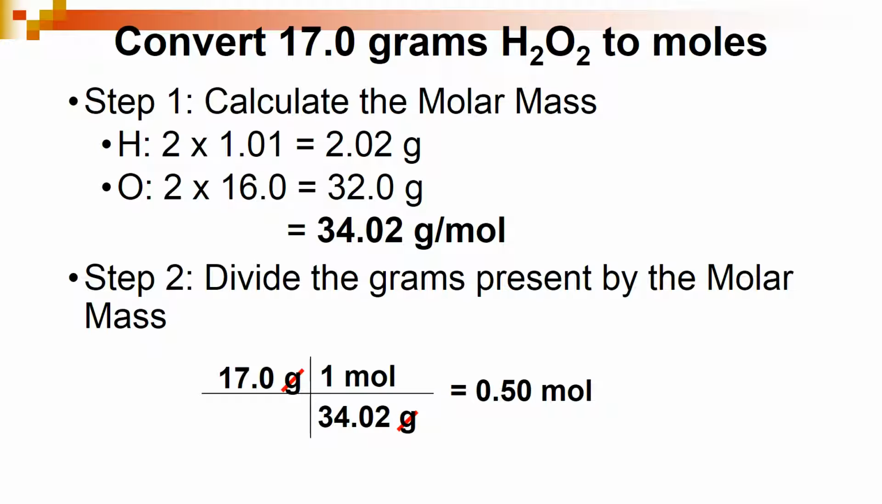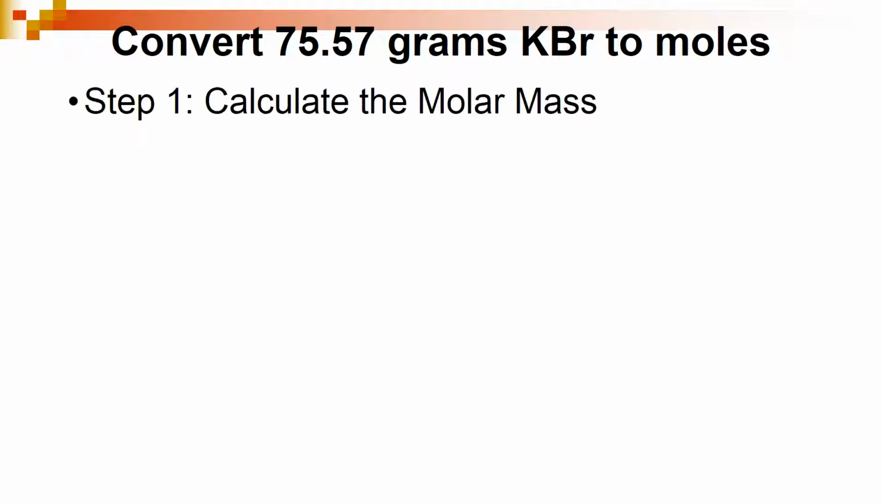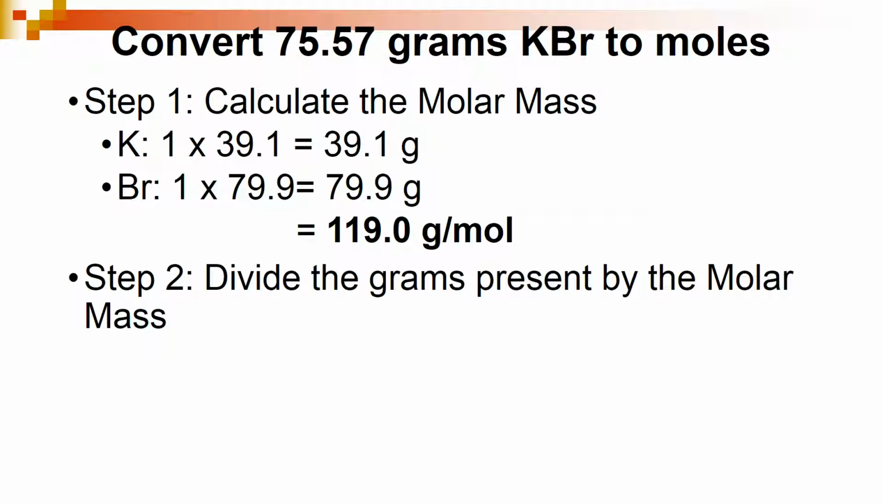Okay, let's go ahead and move on to our next problem. We want to convert 75.57 grams of potassium bromide, KBr, to moles. Step 1 is, again, always calculating molar mass. We have one potassium that has a mass of 39.1 grams, and we have one bromine which has a mass of 79.9 grams. Adding those two values together gives us a molar mass of 119.0 grams per mole. Step 2, we're going to divide the grams present by potassium bromide's molar mass.